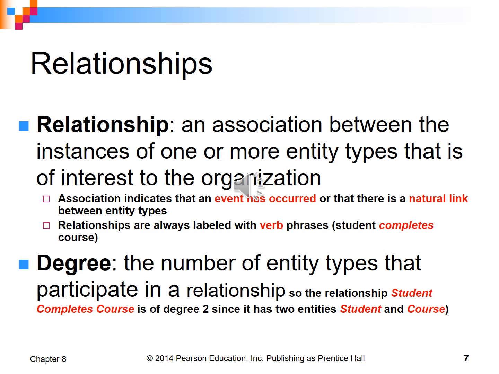For example, relationships are always labeled with a verb phrase, like student and course. Student is an entity and course is another entity. The relationship: student completes course. So the verb here is complete. Entity, relationship, and entity. Degree is the number of entity types that participate in a relationship. So the relationship student completes course is of degree 2, since it has two entities, the student and the course.